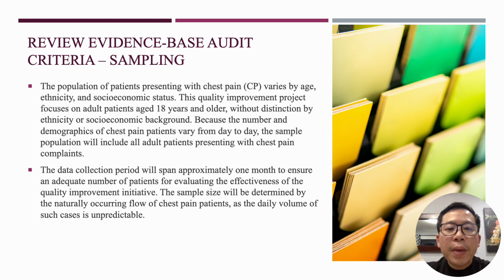Review the evidence-based audit criteria and sampling. The population of patients presenting with chest pain varies by age, ethnicity, and socioeconomic status. The quality improvement project focused on adult patients aged 18 years and older, without distinction by ethnicity or socioeconomic background. Because the demographics of chest pain patients vary from day to day, the sample population will include adult patients presenting with a chest pain complaint.